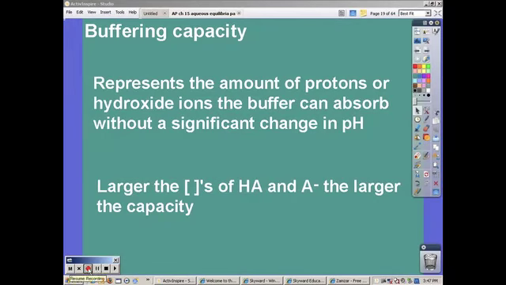Buffering capacity is the amount of acid or base that a buffer can absorb without a significant change in pH. The greater the concentrations of your acid and base, the larger the capacity, the greater ability it has to absorb acid or base without changing its pH.